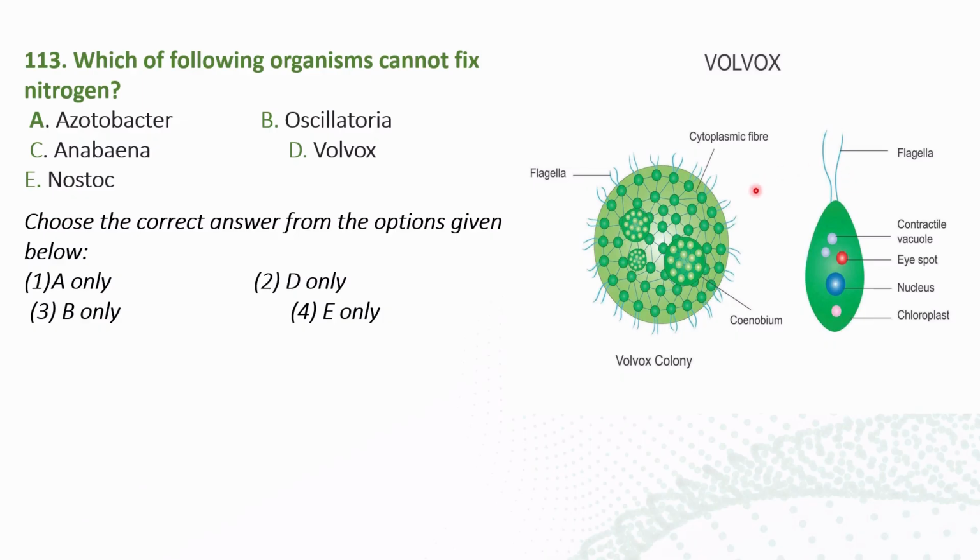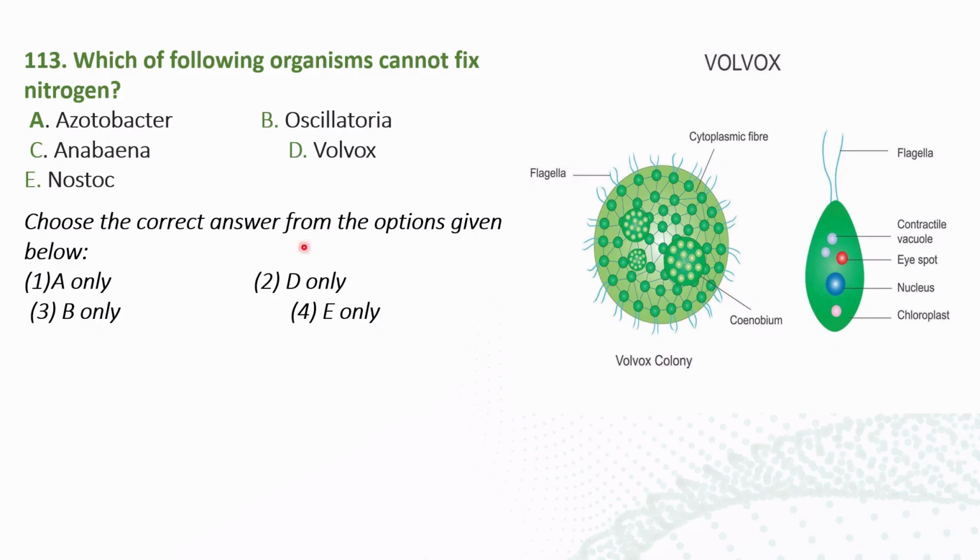So by this diagram you can easily understand. These are all the bacteria which can fix nitrogen actually. Azotobacter, Anabaena, Nostoc and Oscillatoria, these can fix nitrogen, normally in the form of ammonia.